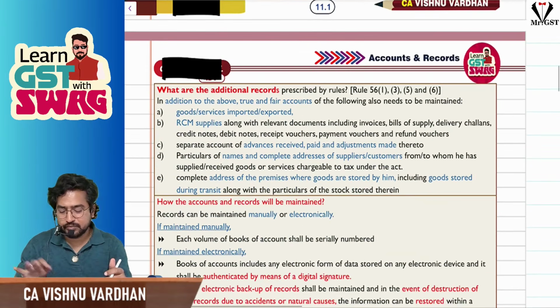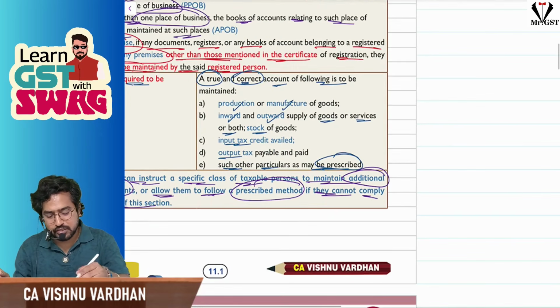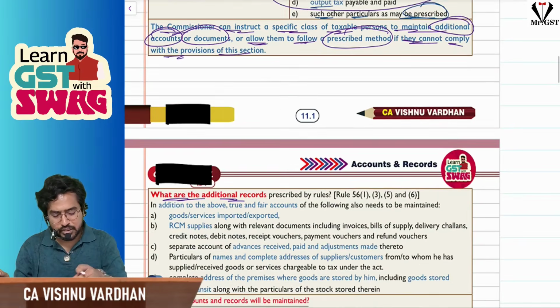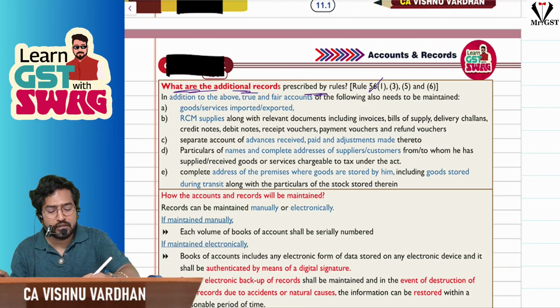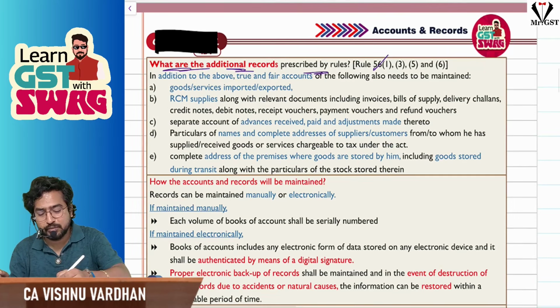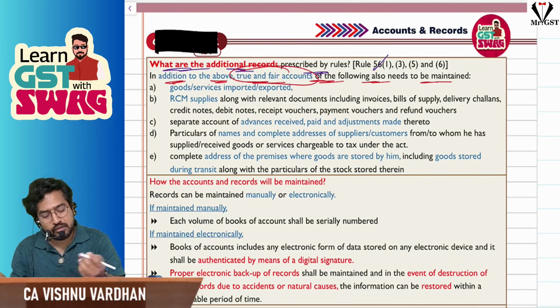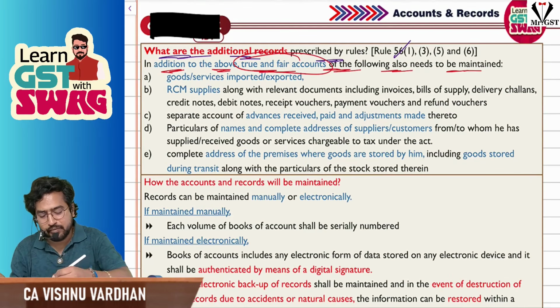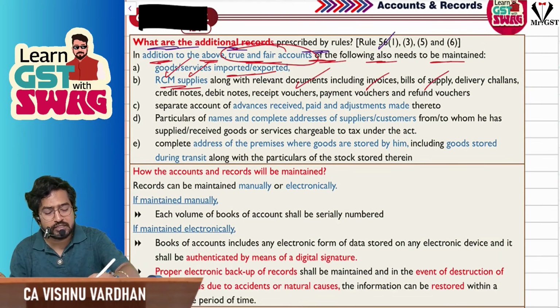Next, what is next one? What are the additional records? You told these are the compulsory records, and there can be any other additional records. What are the additional records? Prescribed by rules, rule 56, sub rule 1, 3, 5, and 6. What and all additional records you should maintain? In addition, true and fair accounts of the following also need to be maintained. The goods or services imported or exported, RCM supplies, along with the relevant documents including invoices, bill of supply, delivery challan, credit note, debit note, receipt.